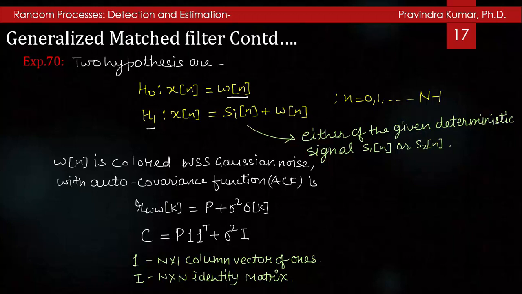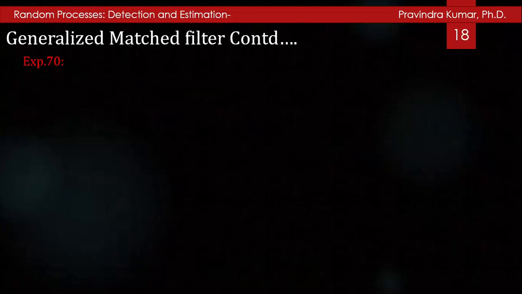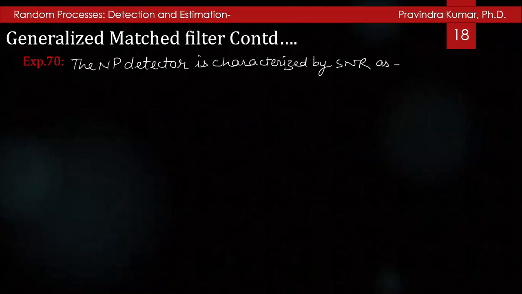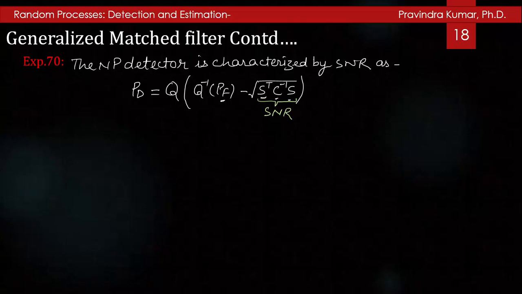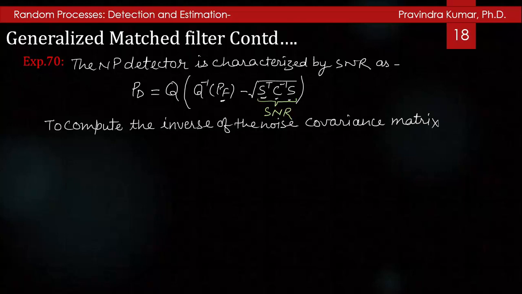In the case of detection of a deterministic signal in colored noise, the detection performance of the NP detector is completely characterized by the signal to noise ratio S transpose C inverse S. So the probability of detection will be Q of Q inverse of PF minus the square root of S transpose C inverse S. This is the deflection coefficient, the square of this, for the SNR, where the term S transpose C inverse S denotes the SNR. So the signal that gives the higher SNR results in better detection performance for the given probability of false alarm.